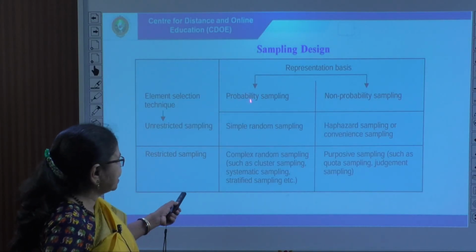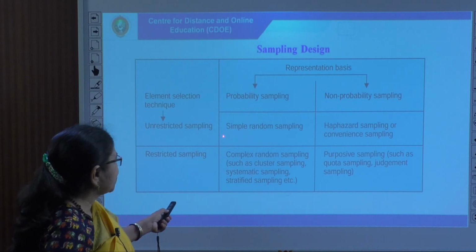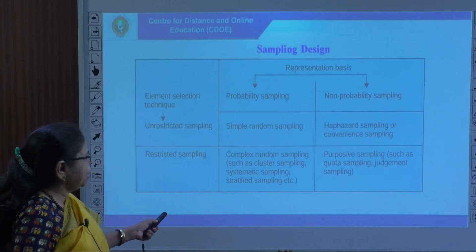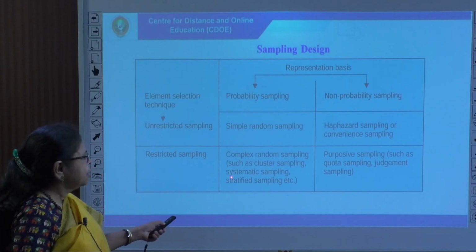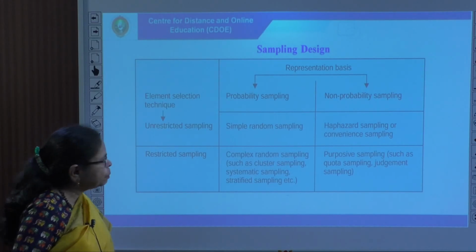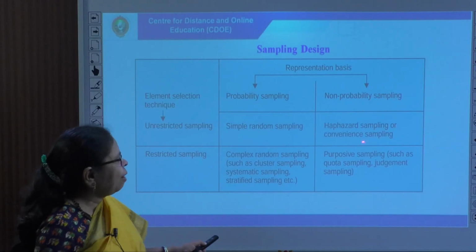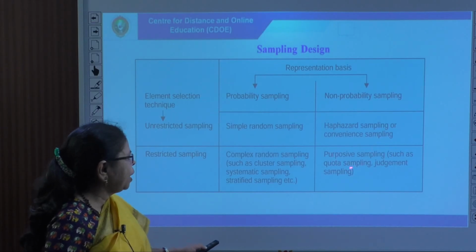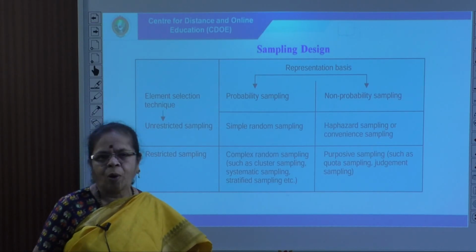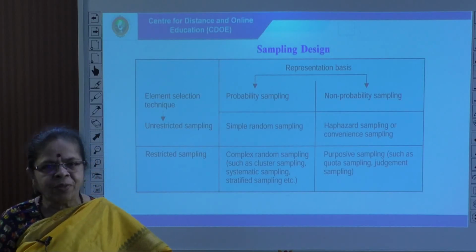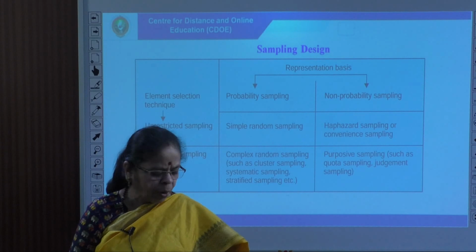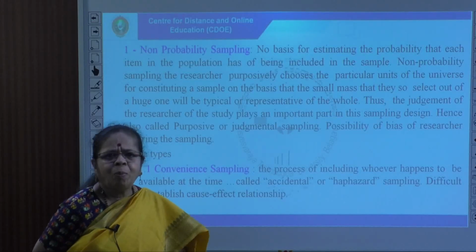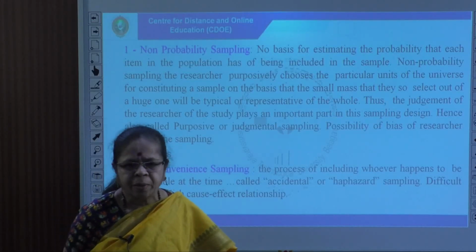In probability sampling, we will be seeing a few types: simple random sampling, which is unrestricted, and some restricted sampling, complex random sampling like cluster, systematic, stratified, etc. Then in non-probability, we have haphazard or convenience sampling, purposive sampling, quota sampling, judgment sampling, and so on. We will be seeing what each of these means in the coming video and possibly in the next video. First, let us take up non-probability sampling, because it is easy to understand.